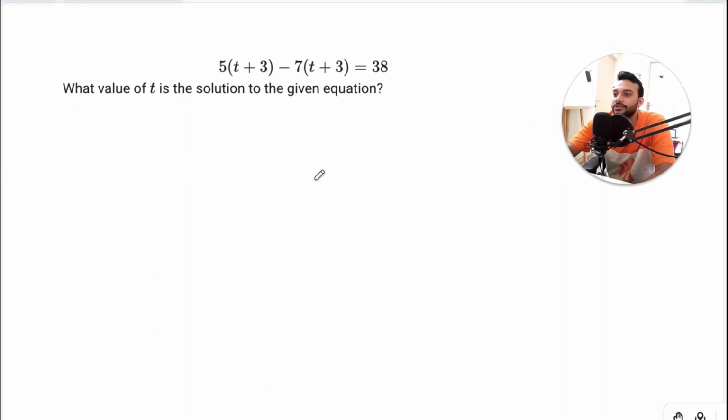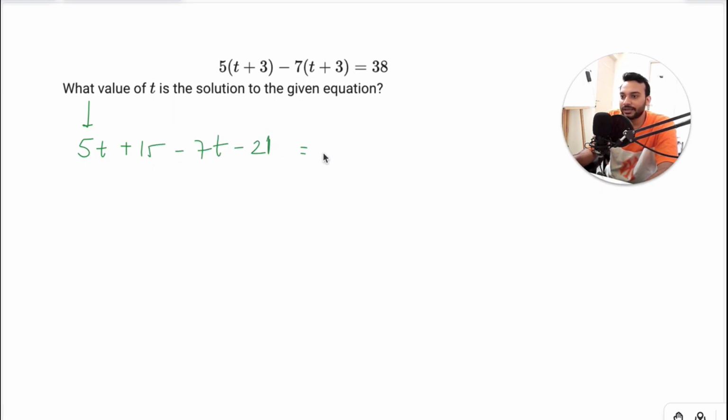There's an equation given: 5 times (t plus 3) minus 7 times (t plus 3) is equal to 38. What value of t is the solution to the given equation? Let's do two approaches to this one. First is the really basic approach. Go straight ahead, open the brackets: 5t plus 15 minus 7t minus 21.